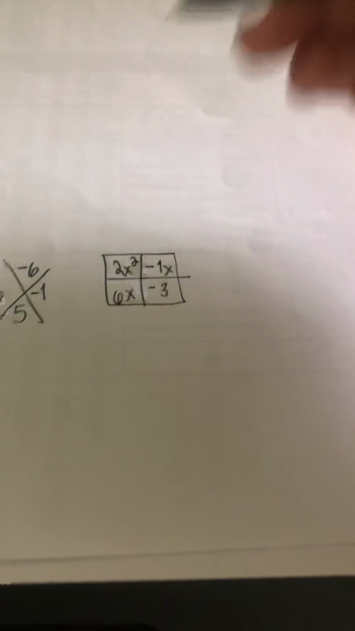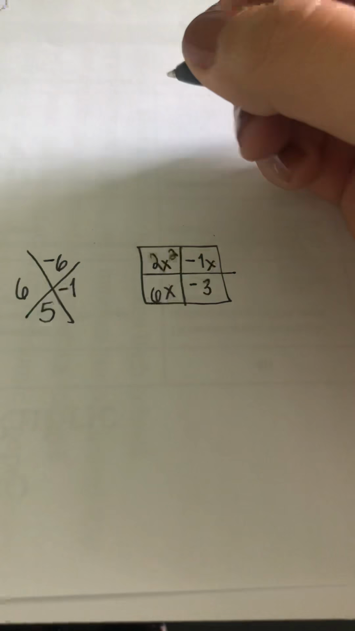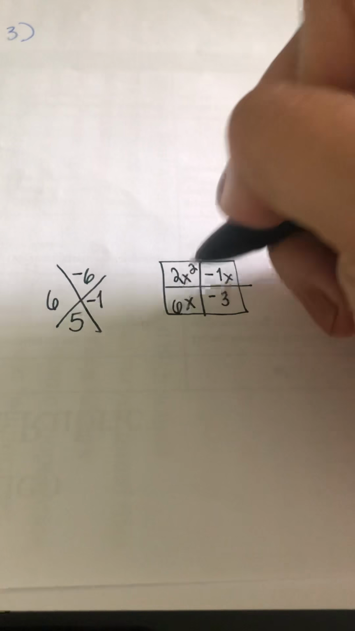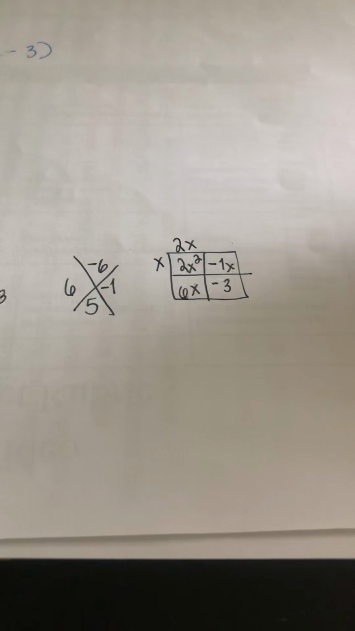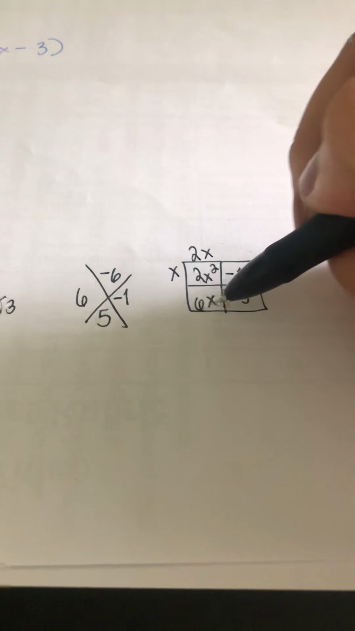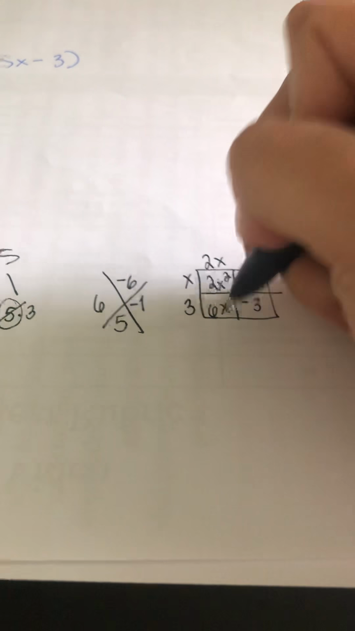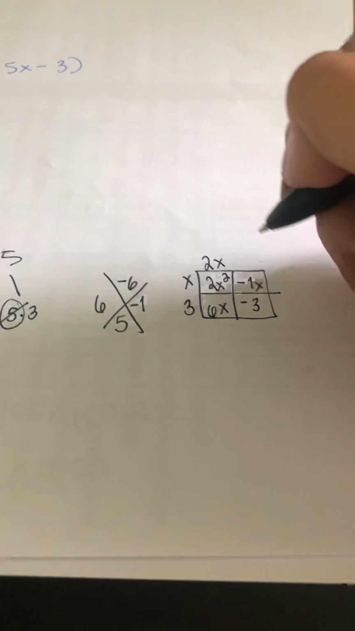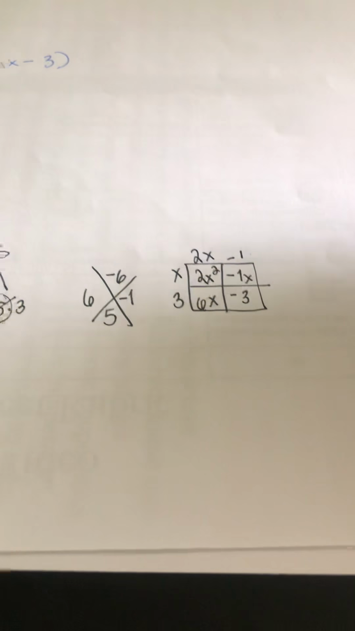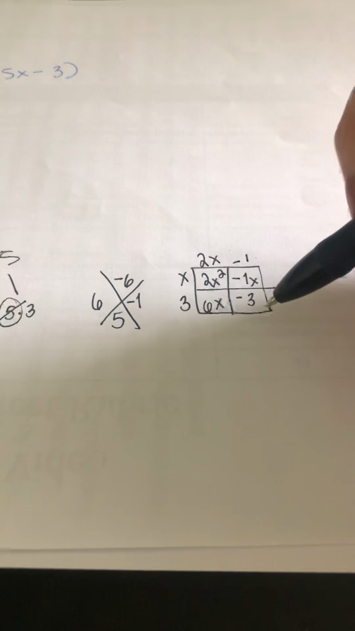So now the most important part is finding the outside dimensions of the box. And so I know that to get 2x squared, I would have to multiply 2x and x. 2x times what gives me 6x? Well, 2x times 3 will give me 6x. And then x times what will give me negative 1x? Well, I know that would be negative 1. And 3 times negative 1 is negative 3, just to double check.